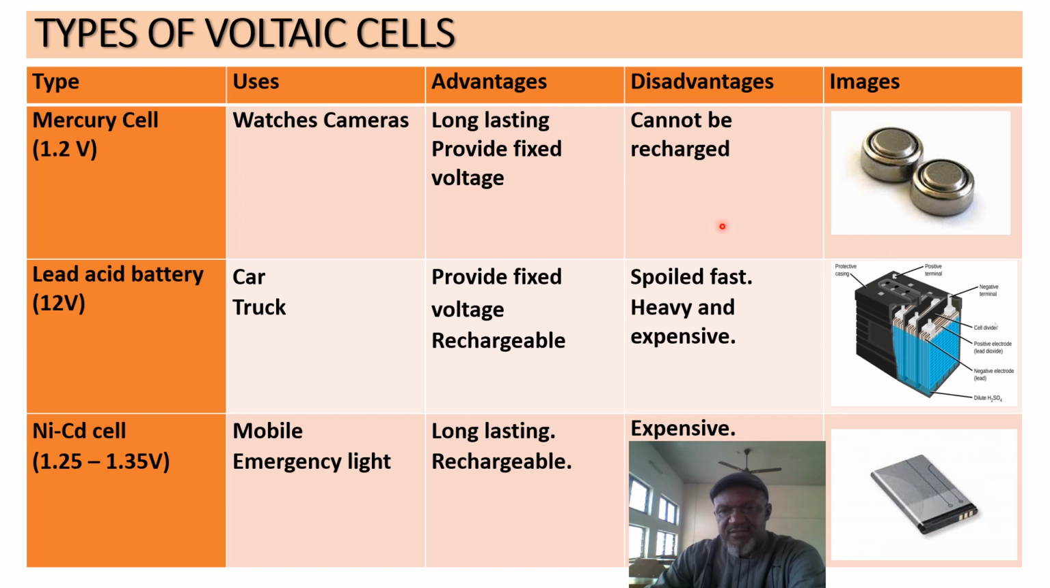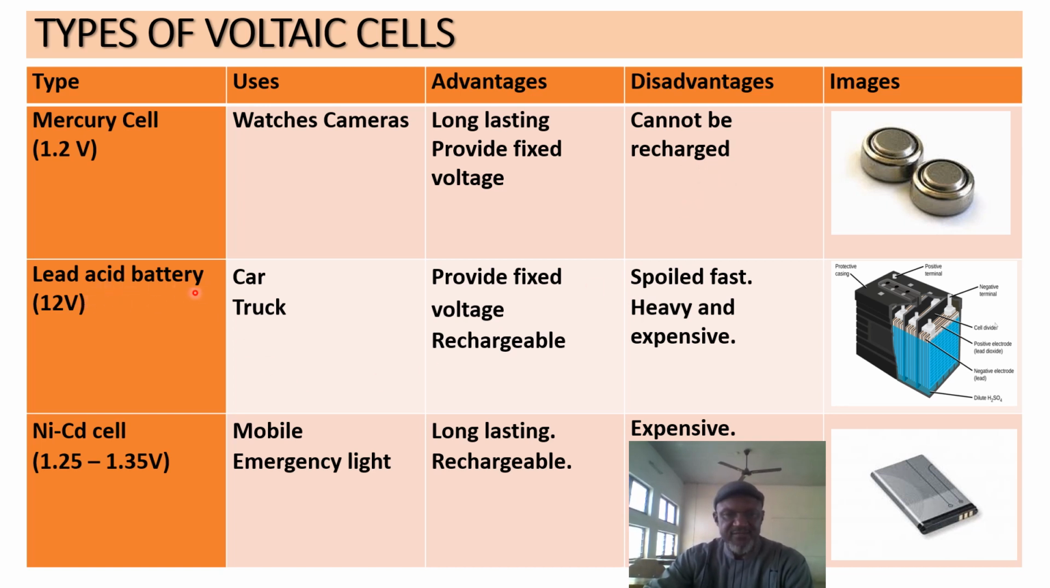Types of voltaic cells. Remember we looked at a Daniel cell initially in terms of oxidation reduction reactions and what happens at the electrodes. Now we're coming practically to look at different types of voltaic cells. One is a mercury cell. Look at where they are used in our watches and cameras. Look at the battery here. As a cell, it's long lasting, it provides fixed voltage, but it cannot be recharged. That's a disadvantage. These mercury cells cannot be recharged.